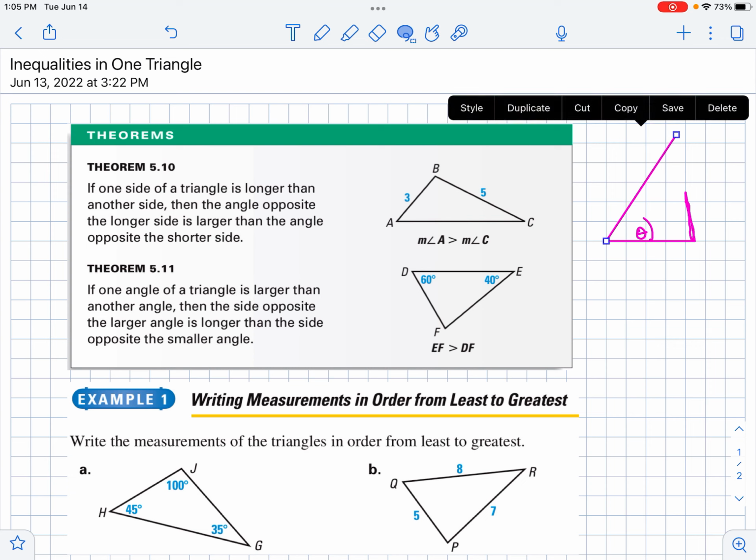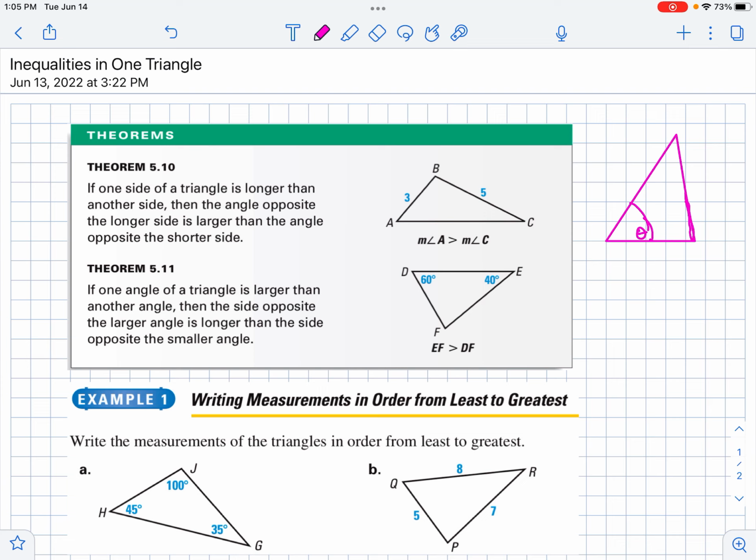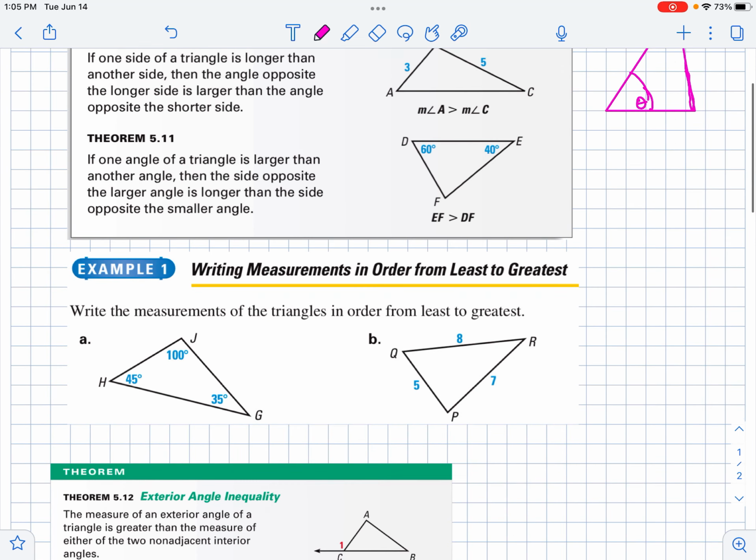Well, now I no longer have a triangle unless I extend this side. Okay, now I have a triangle, but notice the angle is bigger. Now, this thinking helps you to realize that the sides opposite bigger angles are going to be bigger than the sides opposite smaller angles. So the bigger angle, the longer the side opposite, and vice versa. The longer the side, the bigger the angle opposite in comparison to the others. So that's what these first two theorems deal with here. Theorem 5.10 and 5.11.